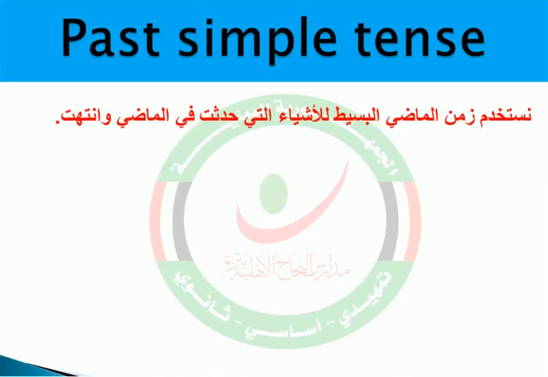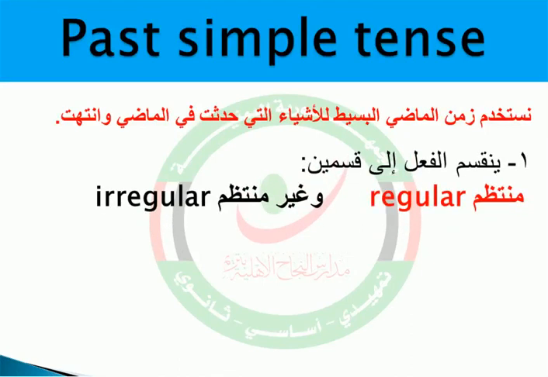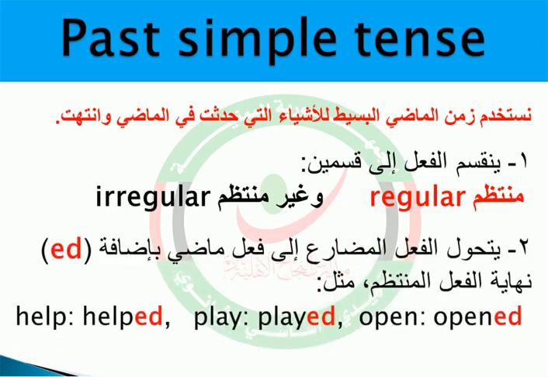The past simple tense is for things that happened in the past and finished. So look at this example now. The verbs in English divide into regular and irregular. The regular verbs change into past by adding ed at the end of the verb. Look at these examples. Help, helped. Play, played. Open, opened. So these are the regular verbs. If you want to change into past, add ed at the end of these verbs.